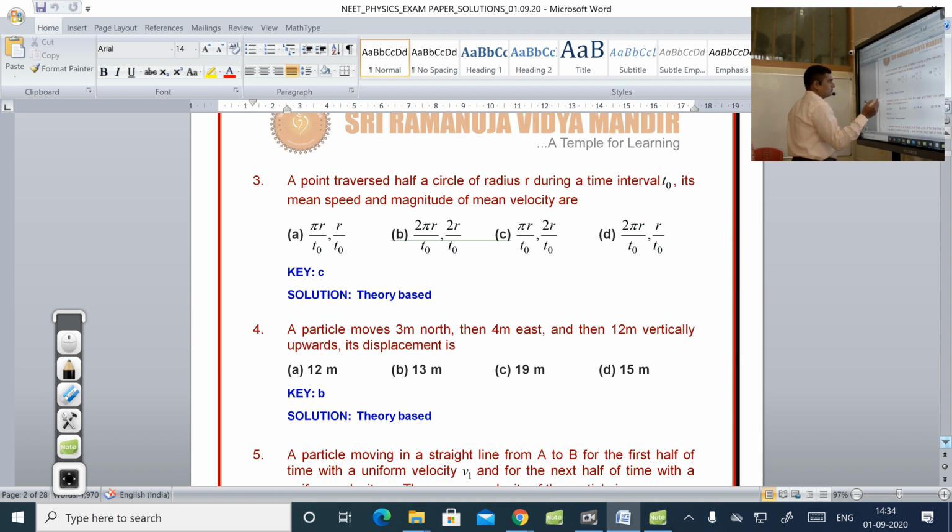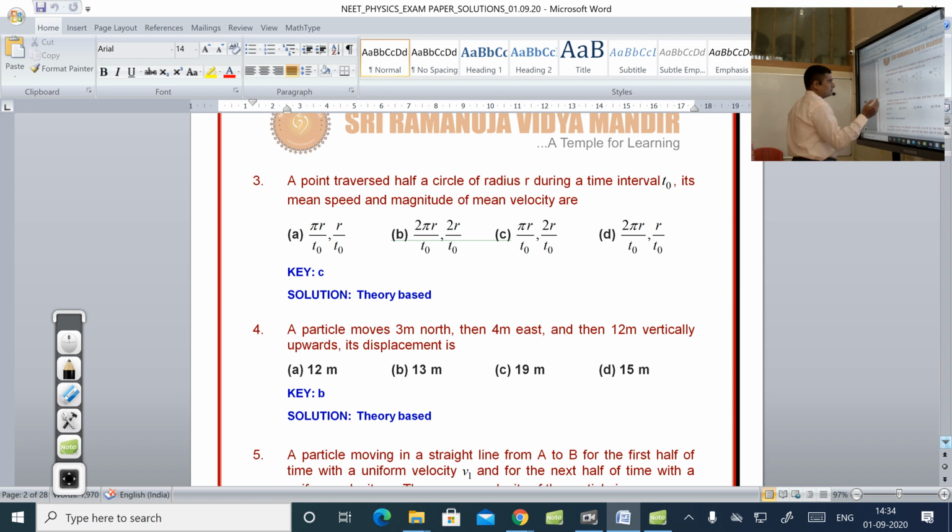Correct? 3 meters north and 4 meters east. So therefore, if you find the resultant, you will get 5 here. Now, 12 meters vertically upwards means like this. Now 5, 12. The resultant will be 13. So this is also theory based.